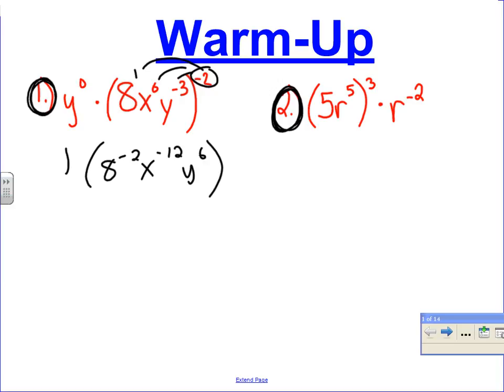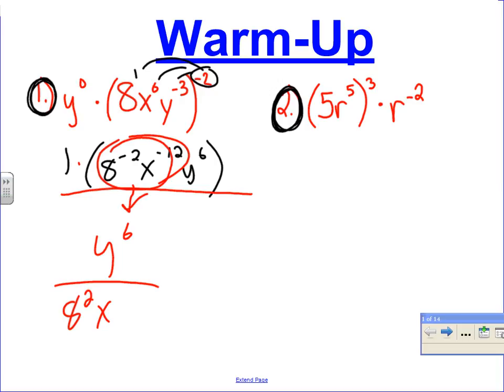Zach, what's the next step? Okay, you can, but it's not really going to change anything. Do you know what I mean? Because 1 times anything is still going to be itself. Good. Move the negative exponents to the bottom. So, Will, what should the answer be? Good job. That's the answer.